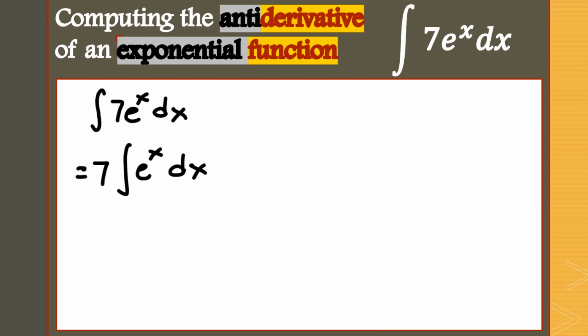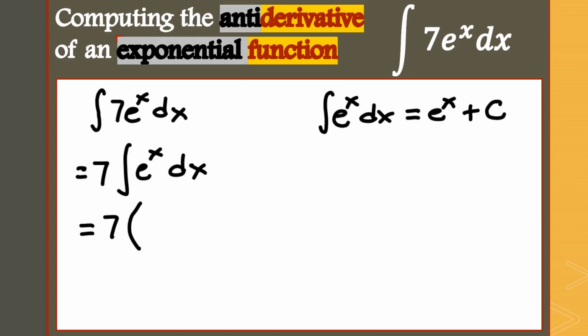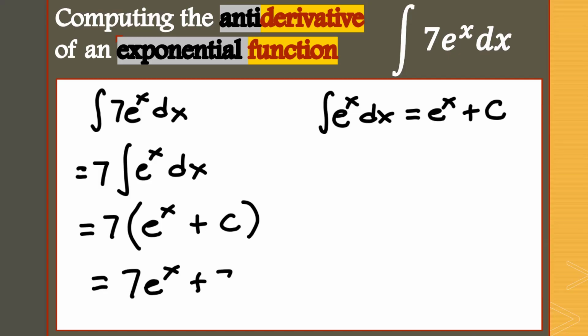as a review for the special form of the exponential rule, which tells us that the integral of e to the power of x dx is just equal to e to the power of x plus c. So it's just itself plus any constant that you can think of. So applying that for this situation, we have 7 times e to the power of x plus c, which would give us 7 e to the power of x plus 7c using the distributive property.